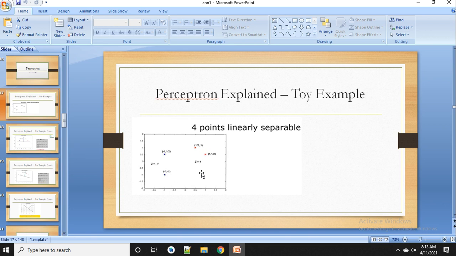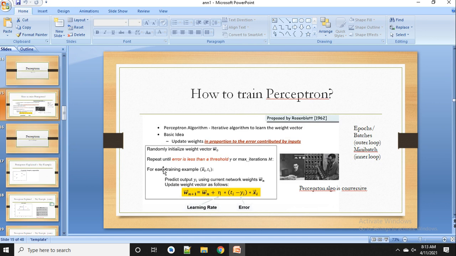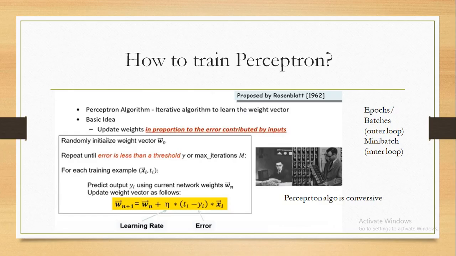Now here we take an example. Here we have the perceptron algorithm. What is the algorithm? It says you must use two loops. The outer loop must execute m times, or run up to some threshold, that is, up to zero error. So: repeat until the error is less than a threshold or max iteration m. It's up to you how many times you want to execute the outer loop.